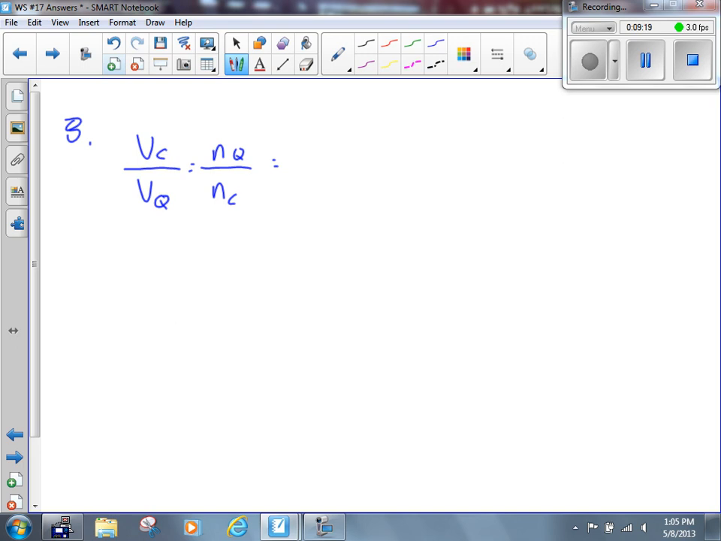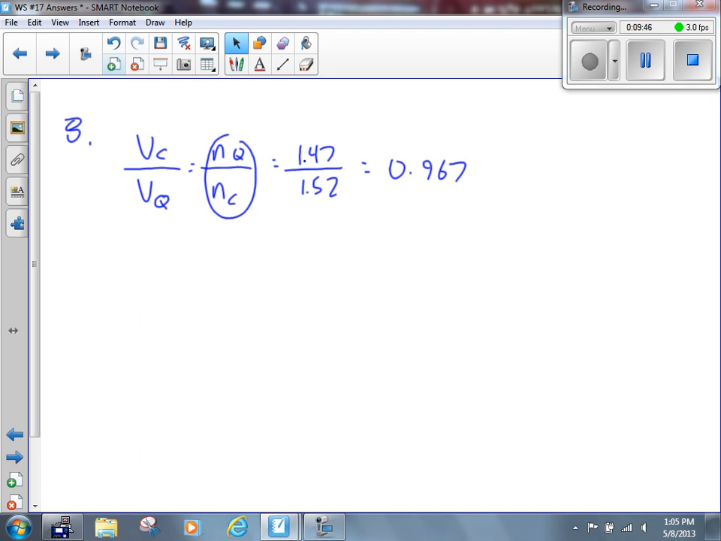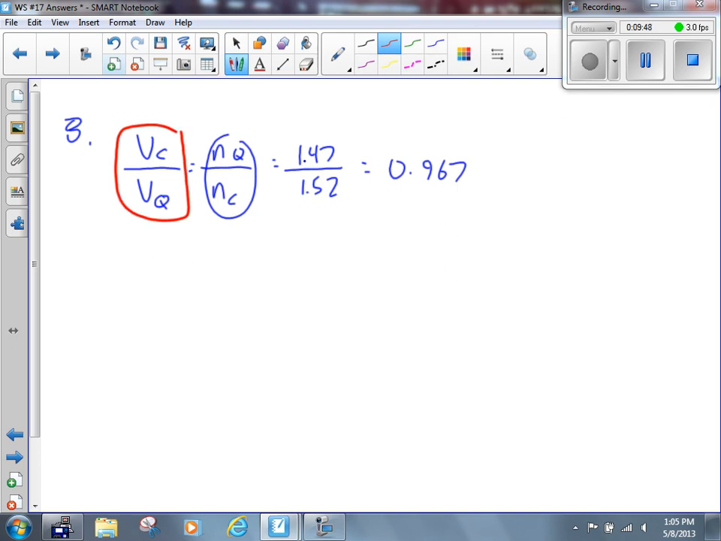The index of refraction for quartz glass is 1.47, and for crown glass, it's 1.52. So let's not divide the two speeds, which we don't actually have. Let's divide the two indices of refraction, which we do have. When we get the ratio of there, it works out to be 0.967. So the ratio of NQ to NC, or you could say the ratio of VC to VQ, which is really what we're looking for here, is 0.967 to 1.